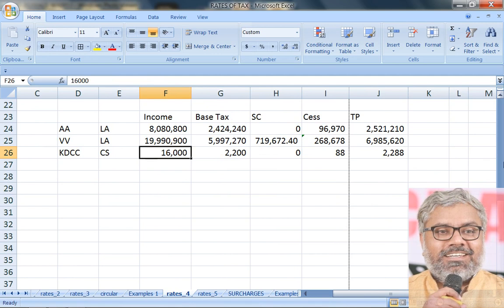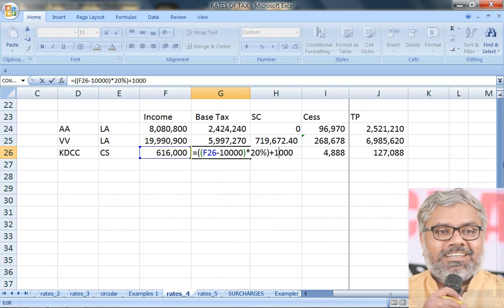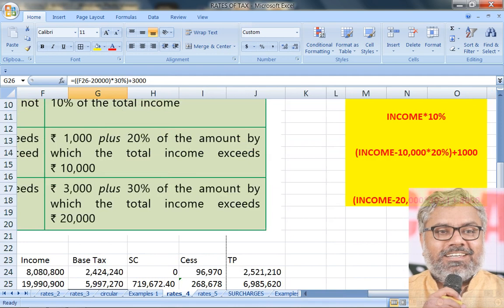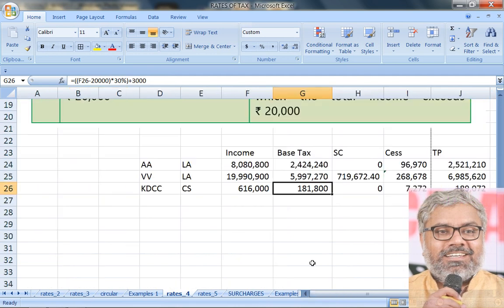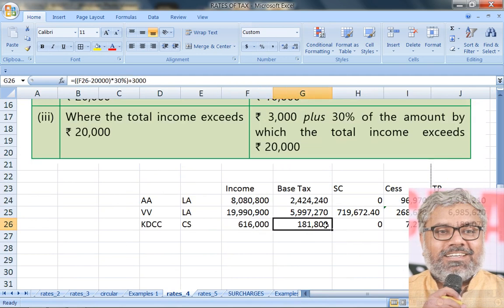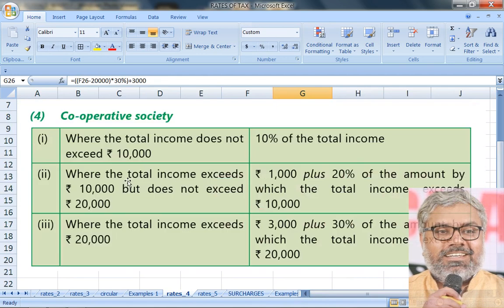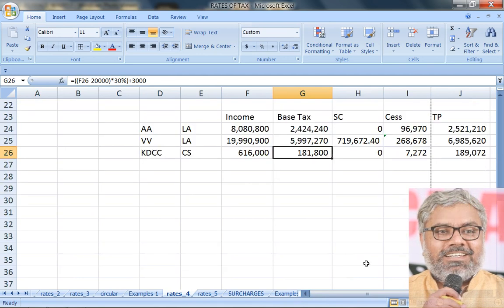Let us take another case of cooperative society where the income is a little bit more. Say the income is 6,16,000. Then the calculation is still different. Then we have to see how much is the income in excess of 20,000 into 30% plus 3,000. So the base tax here will be 1,81,800. Income minus 20,000 into 30% plus 3,000. That is what we are talking about here. So in excess of 20,000, whatever income is there, on that 30% plus 3,000 is in relation to the earlier slabs, these two slabs.